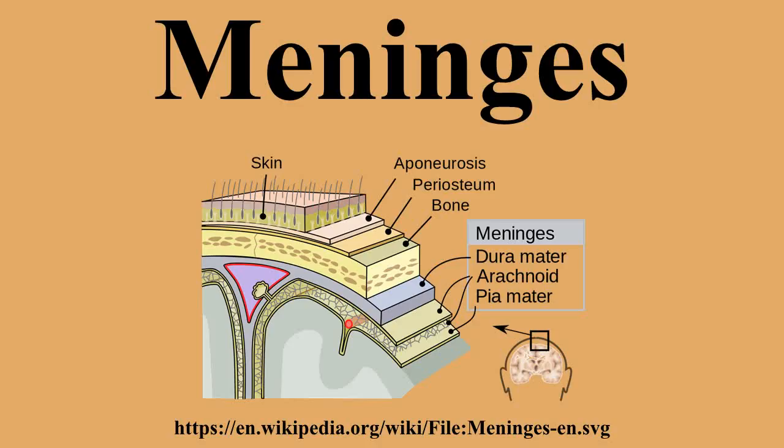In other animals, in fish, there is a single membrane. In amphibians, reptiles and birds, the meninges include a thick outer dura mater and a thin inner secondary meninx. Mammals retain the dura mater, and the secondary meninx divides into the arachnoid and pia mater.